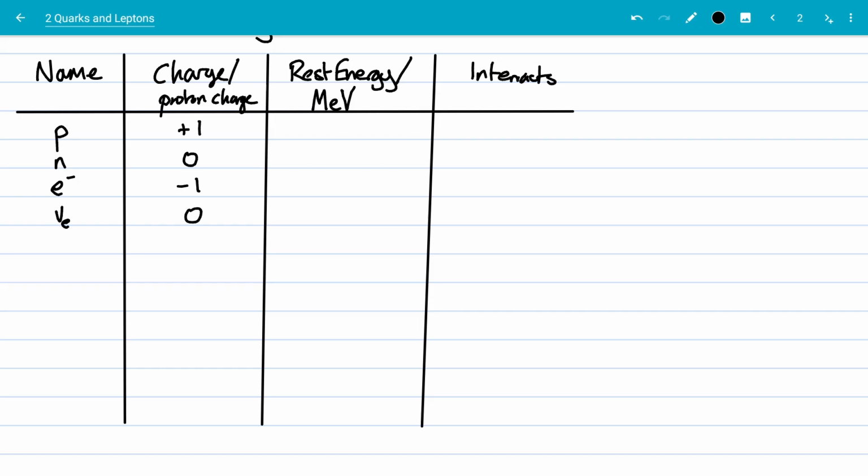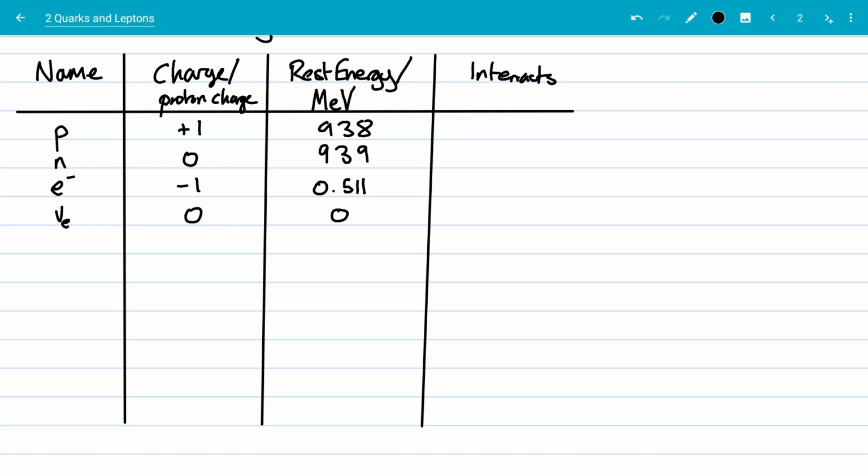We look at the rest energies in mega electron volts. This was 938, let's say. This was 939, so only slightly more massive. Electron, much lower. The neutrino is very, very low. I mean, it's not actually 0, but it's very low. So I'm going to put 0 because it's really, really low.